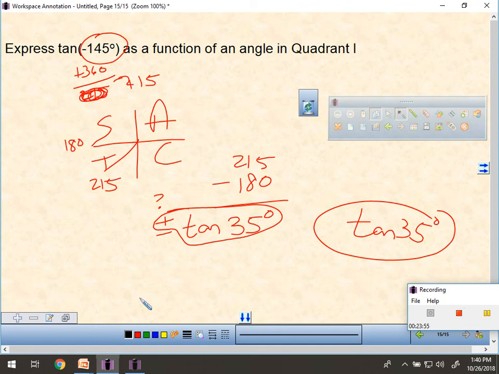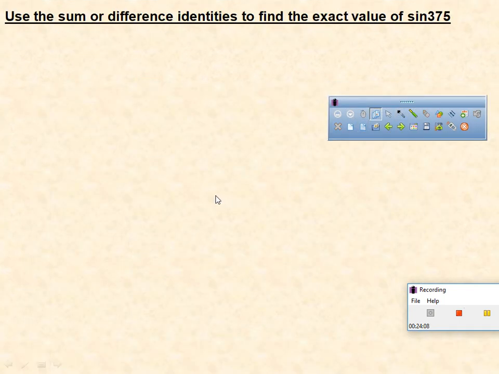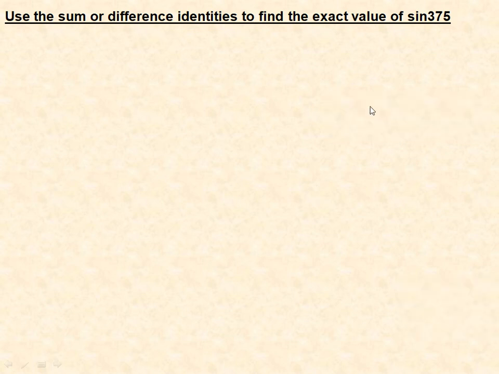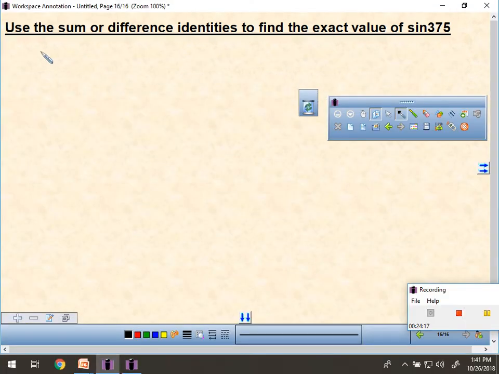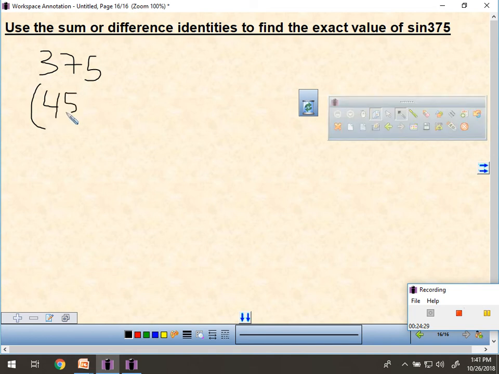All right, for the next one, it would have to look like this. It says use the sum or difference identities to find the exact value of sine of 375. And so for 375, you'd have to split this up into 2 angles. So I know 45 is going to be one of them. So 45 is one of those angles.